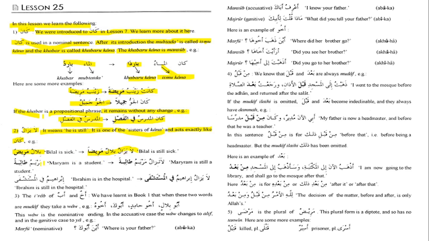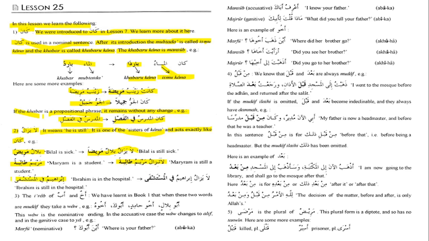And then you have Maryamu talibatun. Maryam is a student. Now you want to say Maryam is still a student? Say la yazalu Maryamu talibatan. And then zala is min akhawati kana, and Maryamu is ismu zala, and talibatan is khabaru zala.